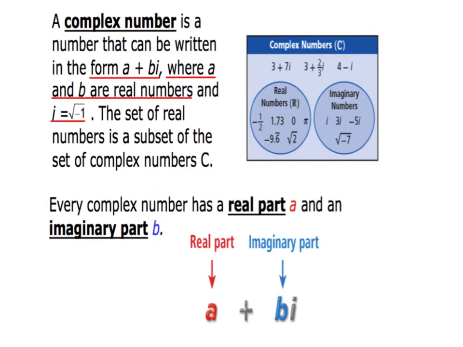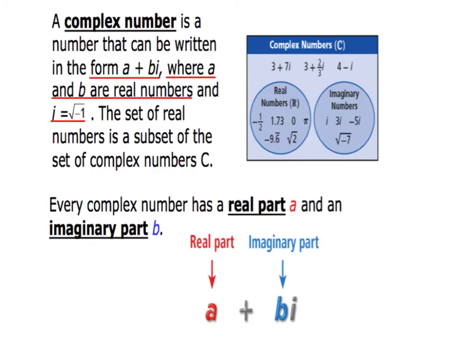Alright, in your notes you're going to see a place where you can put the definition for a complex number. Now a complex number is a number that can be written in this form, a plus bi. Now, a and b are going to be real numbers. However, let's go down here and look. You have a real part, which is the a right here. That's the real part. And you have an imaginary part. That's this part right here. Now, when you put the real part plus the imaginary part together, you have a complex number.